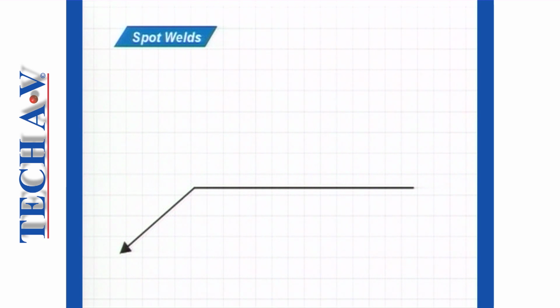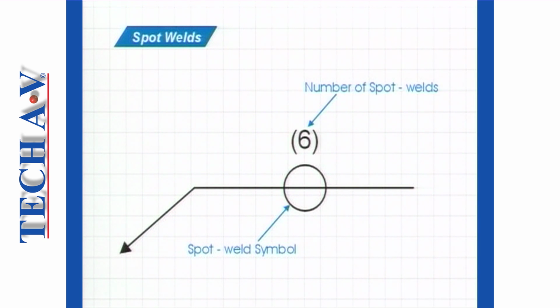When, for example, spot welding is specified, indicated by this symbol, a number will appear in brackets directly below or above the symbol, depending on which side is to be welded. This figure indicates the number of spot welds to be made. A number to the left indicates the spot weld size, and a number to the right indicates the pitch of the spot welds.